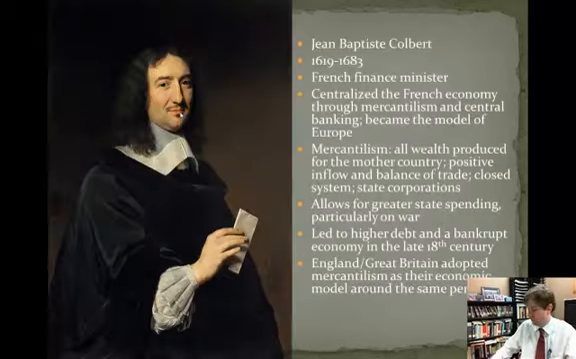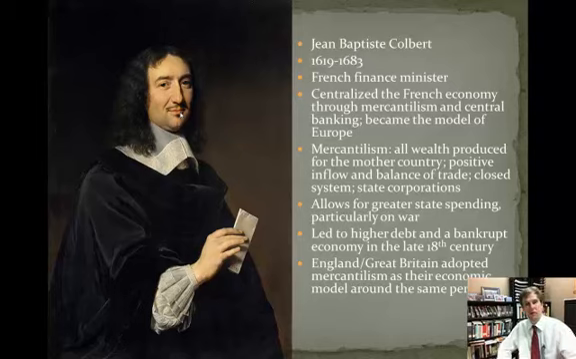So we're going to talk about mercantilism. Now, one of the most important individuals in this process was a man named Jean-Baptiste Colbert. He was a French finance minister. He centralized the French economy through mercantilism and central banking, which became the model of Europe. Now, mercantilism is a theory that all wealth is produced for the mother country. So you have a positive inflow and balance of trade. It's a closed system. You only trade with your country. So if you're French, you only trade with the French or the French colonies. If you're English, you only trade with England or English colonies. This is why colonies become so important.